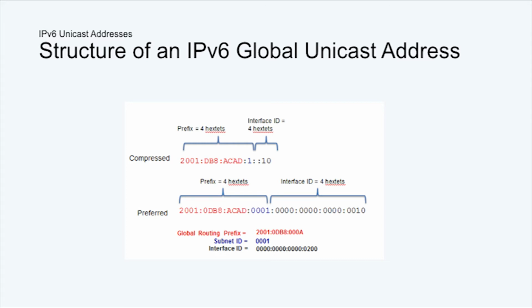The subnet ID is made up of 001. Then the interface ID is simply 000, 000, 000, 000, 0010, or all zeros 200 in hexadecimal.